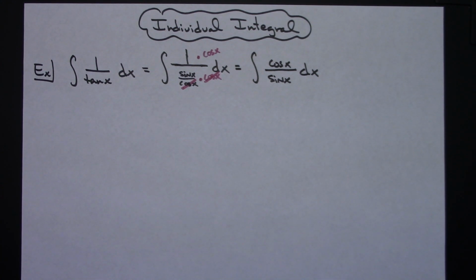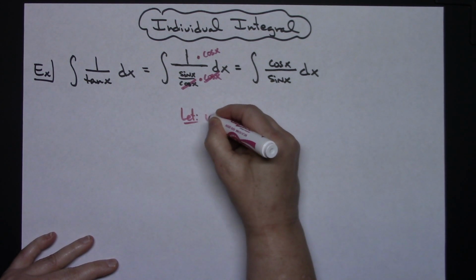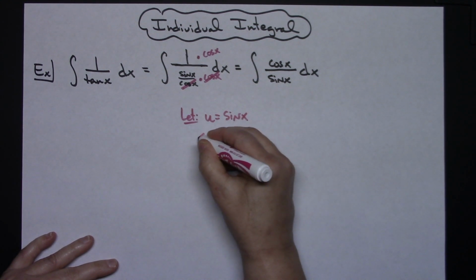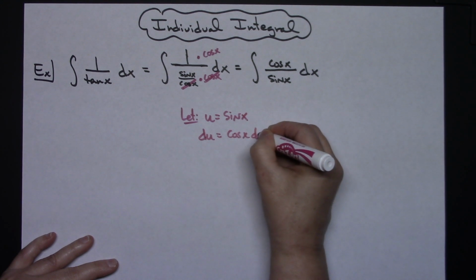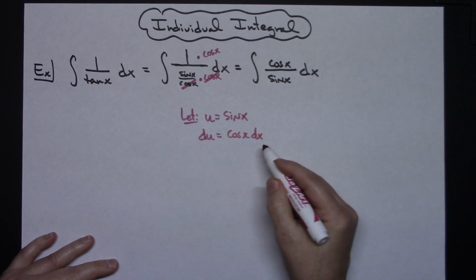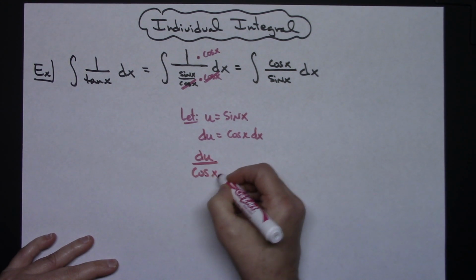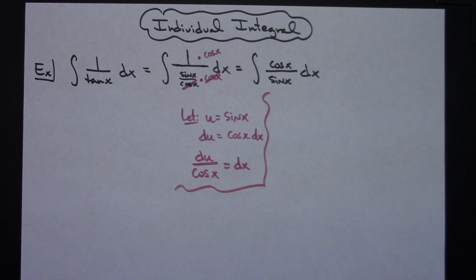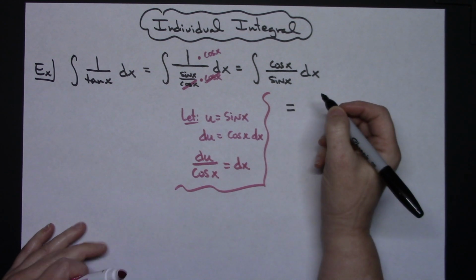Alright, now here it becomes a straight u substitution. So let's let our u be the sine x. I take the derivative of both sides. I'll have a du is equal to cosine x dx. And then generally I go ahead and solve for that dx. So then we'll have a du over cosine x is equal to dx. So we've done that u substitution. Come back up to that original problem and we'll make some substitutions here.